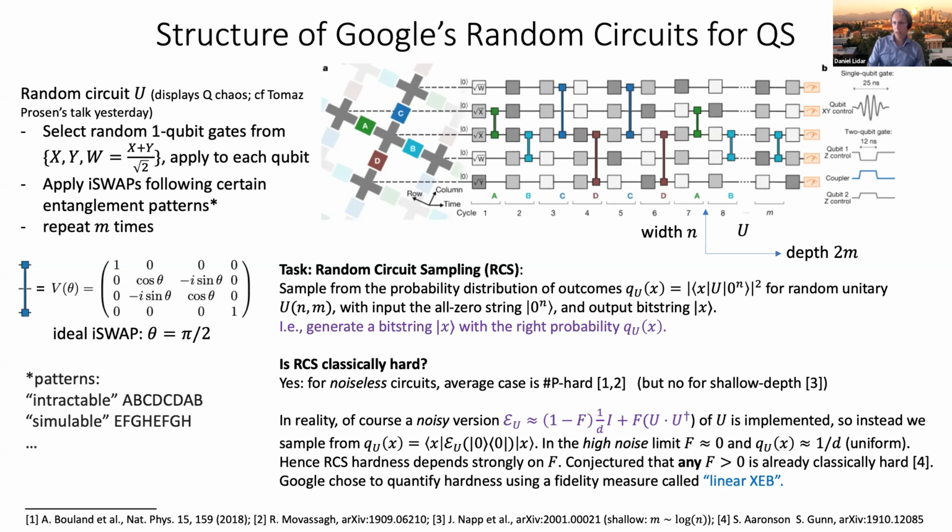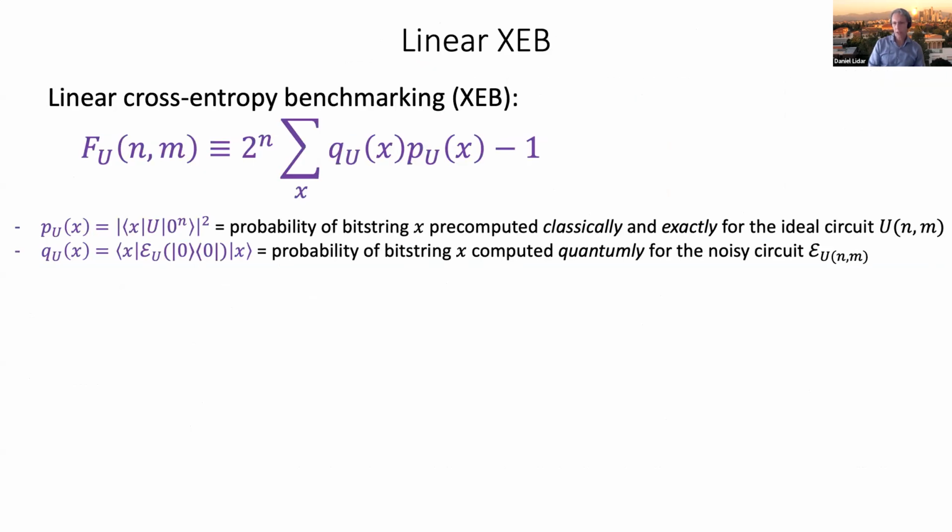So it's clear that the hardness of the random circuit sampling task depends strongly on the fidelity f. But in fact, it's conjectured, and it seems plausible, that for any constant f greater than 0, this problem is already classically hard. So it's all about trying to generate sufficiently large f in some sense. And Google chose to quantify the hardness of these circuits using a fidelity measure that they call the linear cross-entropy benchmarking, which I've defined here.